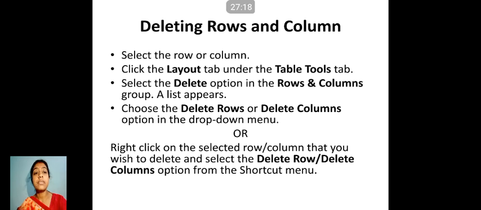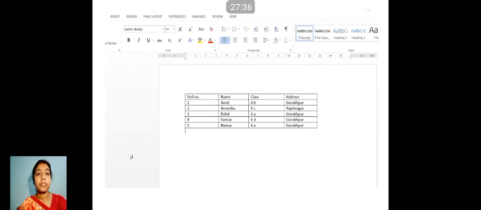The second way is to right click on the selected row or column that you wish to delete and select the delete row or delete column option from the shortcut menu. I am showing both to you. I think these options are clear. This is the table.